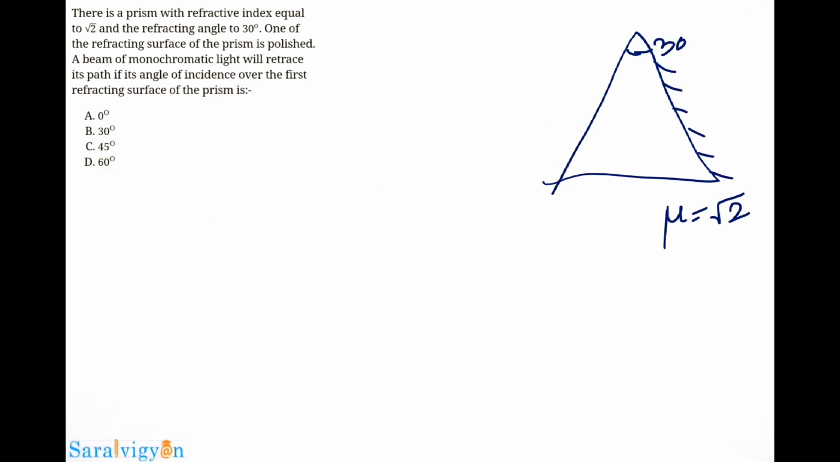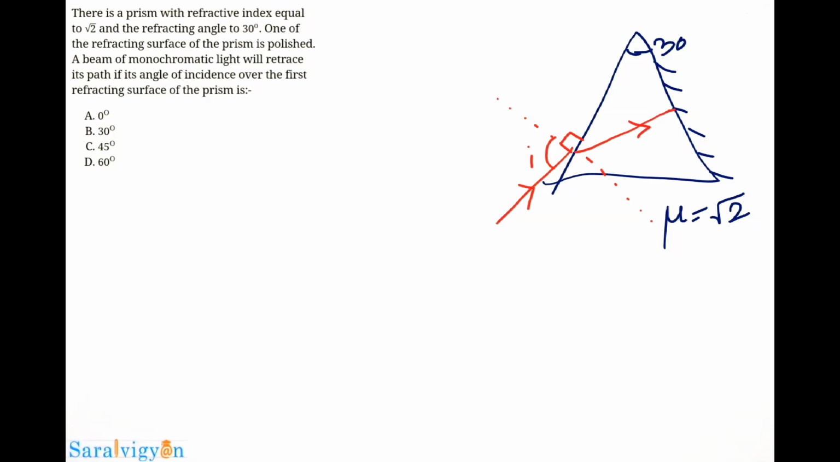So let us consider a beam. This is the beam with angle of incidence I, and because it is traveling from rarer to denser, the refracted beam will be towards the normal. But it is given that inside the prism the beam retraces its path. So after reflection it is coming back the same path. So there is no angle of incidence or angle of reflection because it is passing through the normal and coming back through the normal. So our refracted ray will be along the normal.